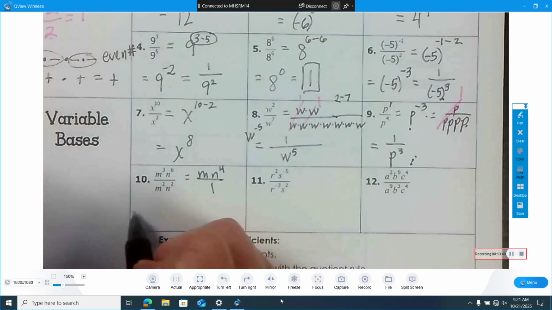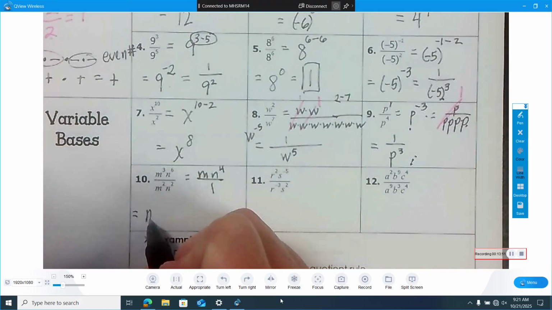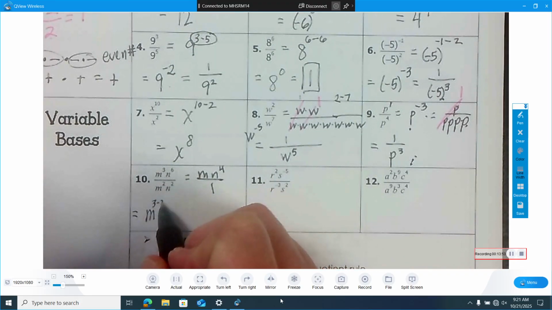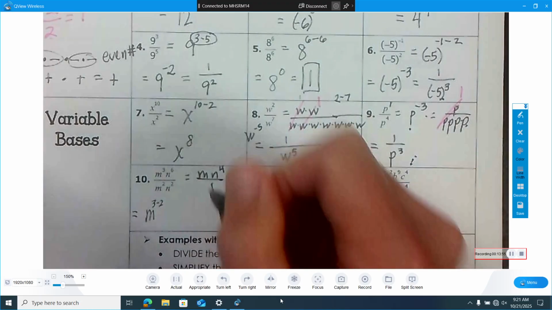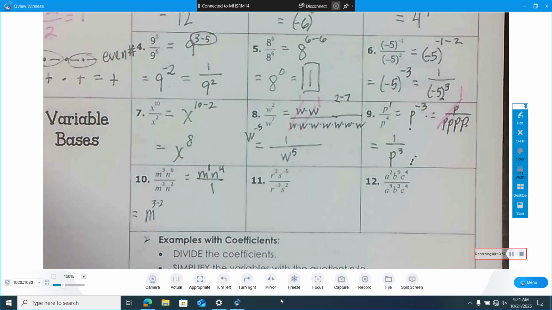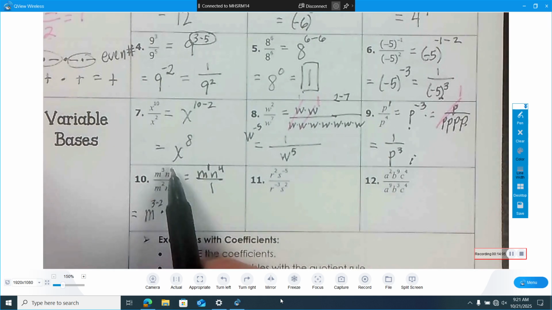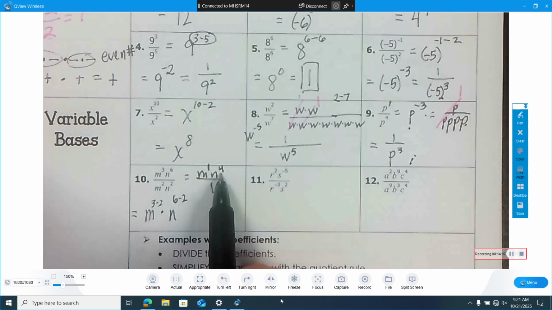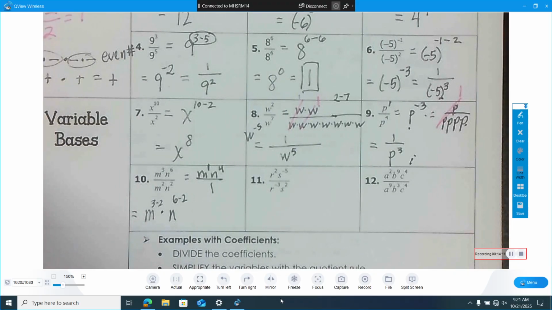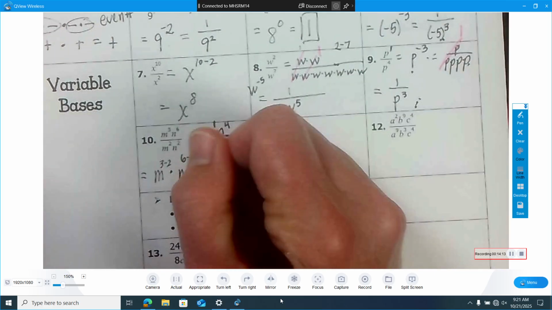So how does that work with the rules? They have the same base. We would do 3 minus 2. M to the 3 minus 2 is M to the first. And so that's where that M to the first came from. And then we have N to the 6 minus 2. Top minus bottom, that'd be N to the fourth. And so we get M to the first, N to the fourth. Those are both in the numerator. Okay.